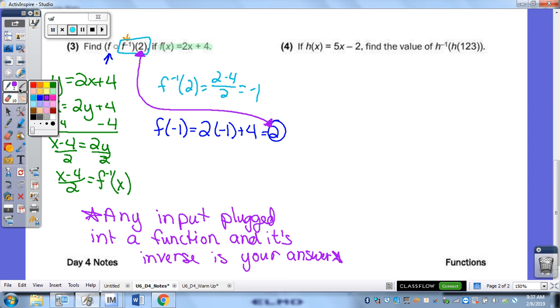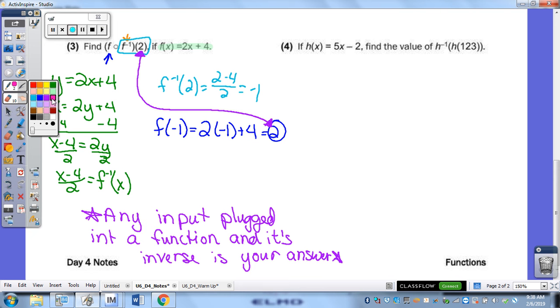I could have plugged in a 10 there, plugged it into the inverse, plugged it back into the original function, and I would have gotten 10 as my answer. I could have plugged a negative 7 in, plugged it into the inverse, plugged it into the function. I would have gotten negative 7 as my answer. So whatever your original input is, if you plug it into both the function and its inverse, you're always going to get that answer back.